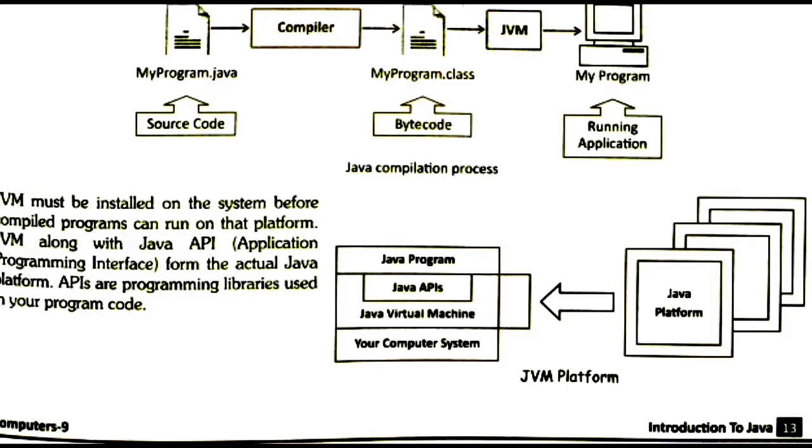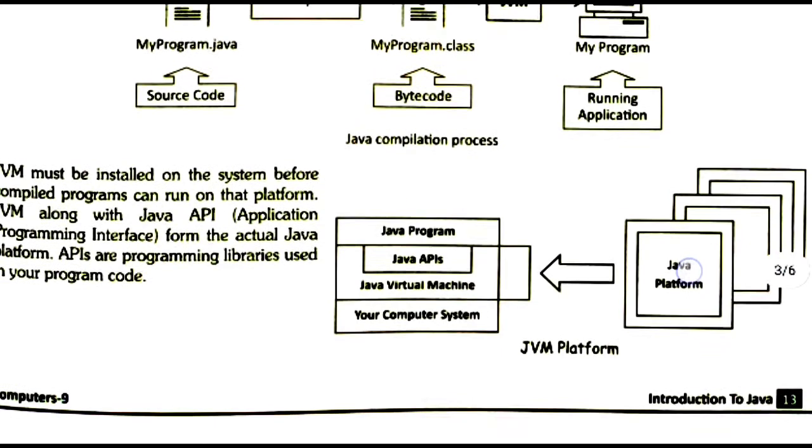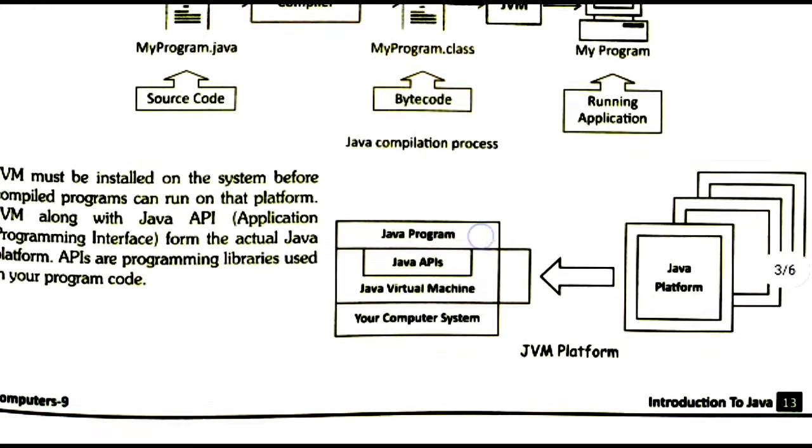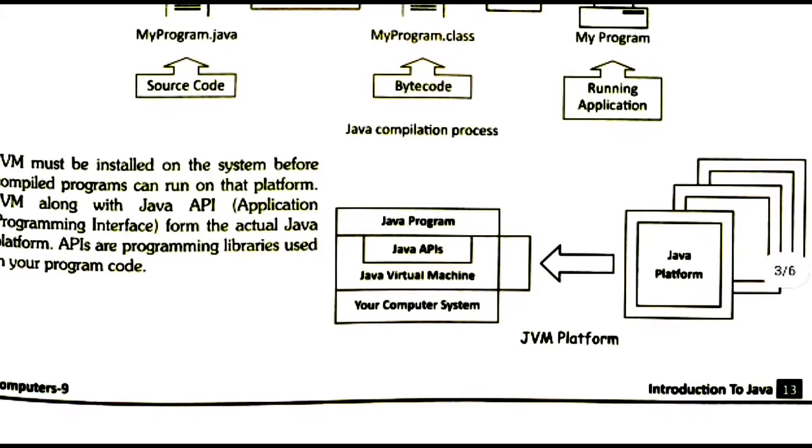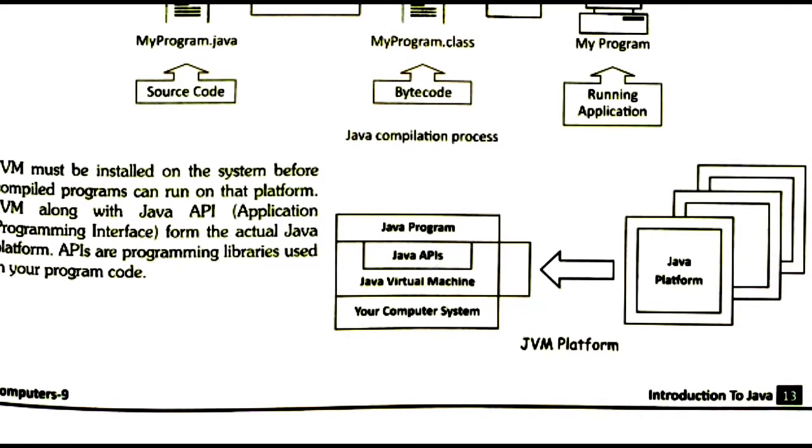Here one more diagram is given: the Java platform. What is a Java platform? With the help of the Java platform, your Java program can execute on your computer with the help of this JVM, and the Java API. API means application programming interface. Java programs are executed with the help of some libraries, some classes which are inbuilt in Java. They are called the Java API, and the JVM, Java virtual machine.